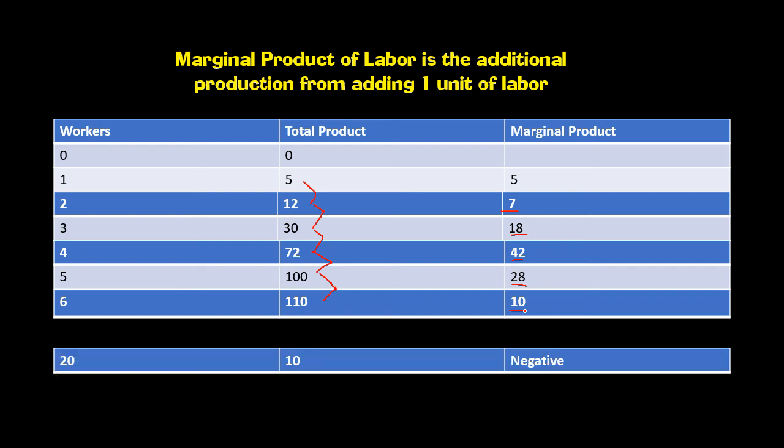Okay? What if the 20th worker, well, that 20th worker, our total product is only 10, and the marginal product of that 20th worker is negative. They're dragging us down. They're getting in the way. They're actually preventing us from being able to sell. Okay?